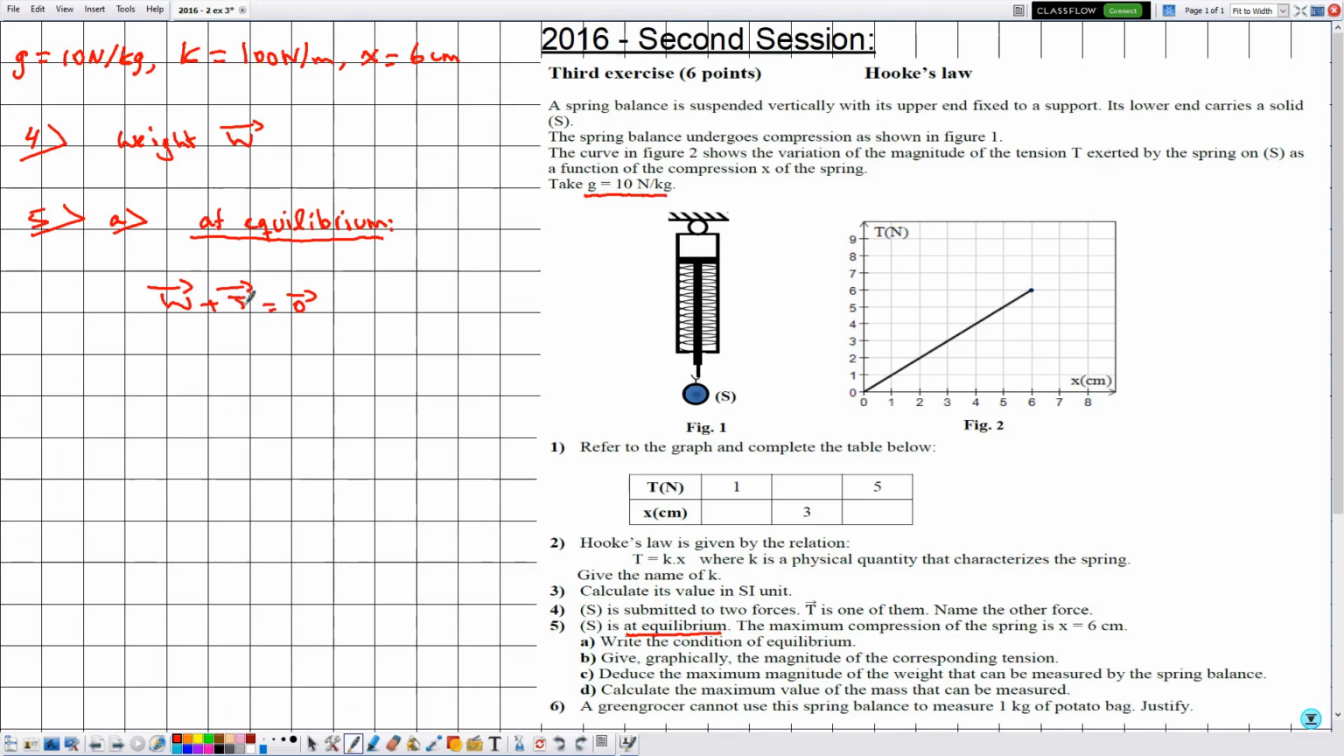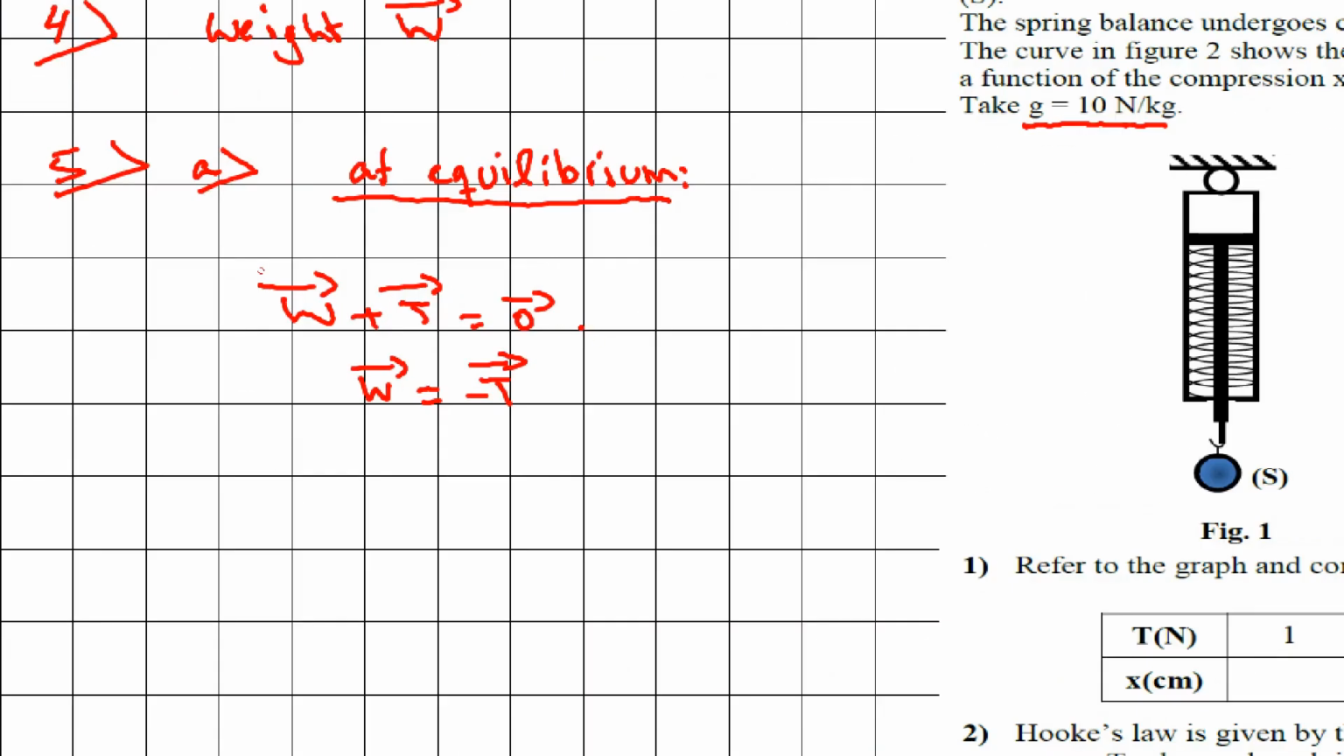Now moving T vector to the other side of this equation, it is given by W vector is equal to minus T vector. So the first equation tells us that the effect of both forces acting on the solid S cancel in order to give us the 0 vector corresponding to the condition of equilibrium. Whereas the second equation tells us that both forces have the same line of action, the minus sign for the opposite direction, and same magnitude.